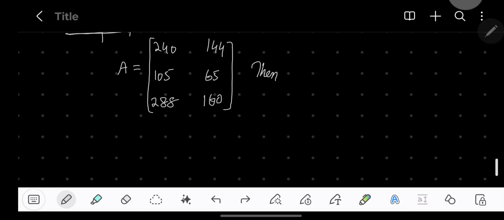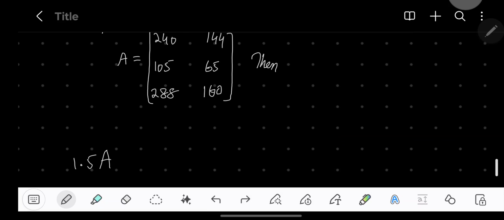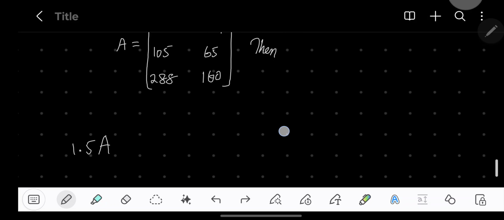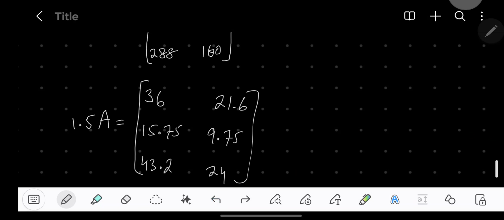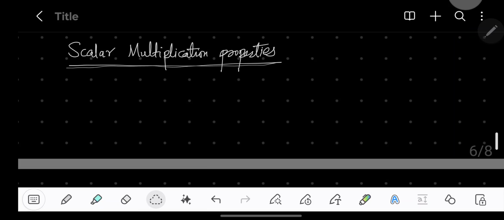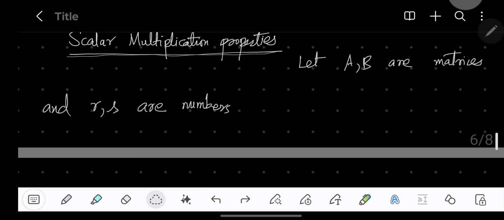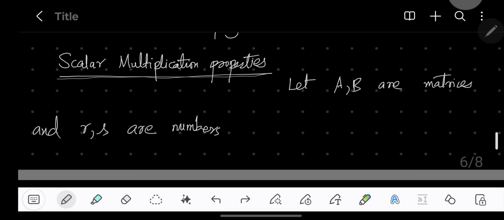Then if you want to multiply this matrix with a number, for example 1.5, you can take any number. So if you multiply this matrix with 1.5, you will get this matrix. Now we see the properties of scalar multiplication. So if you have two matrices A and B and there are two scalars R and S, because we are doing scalar multiplication, therefore I have considered the matrices as well as the scalars.